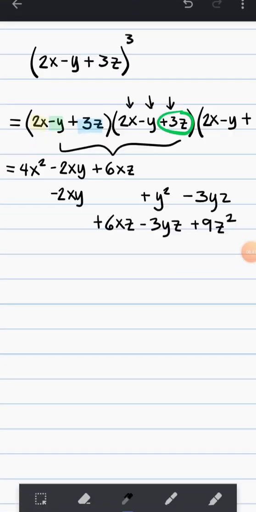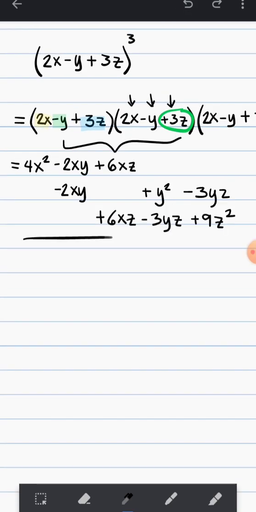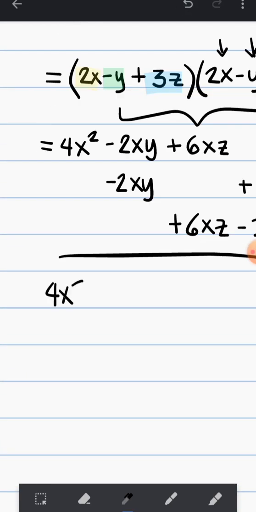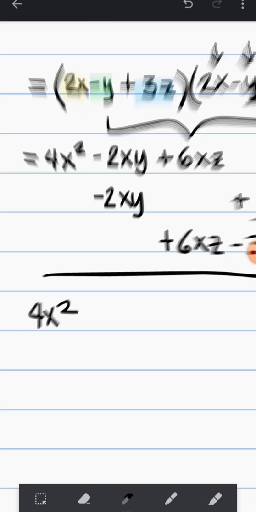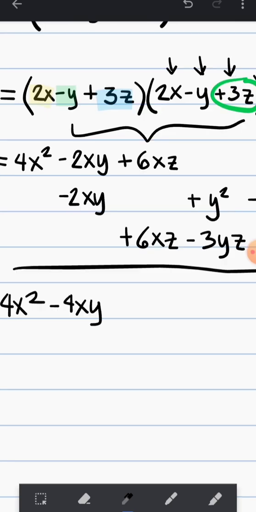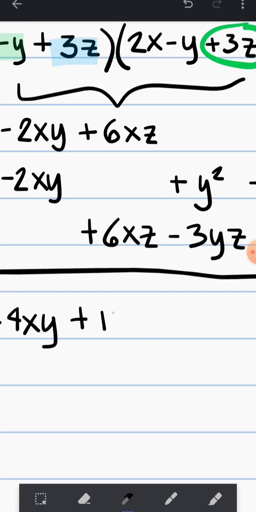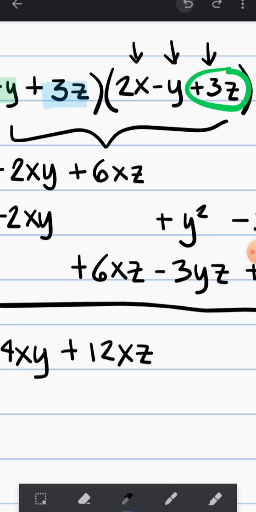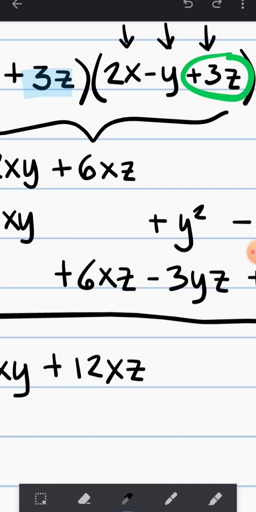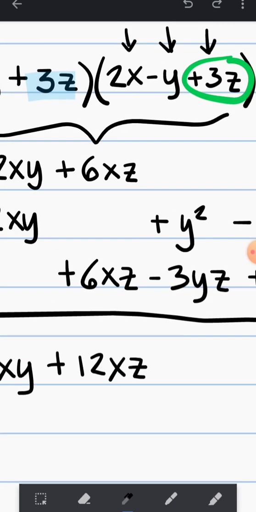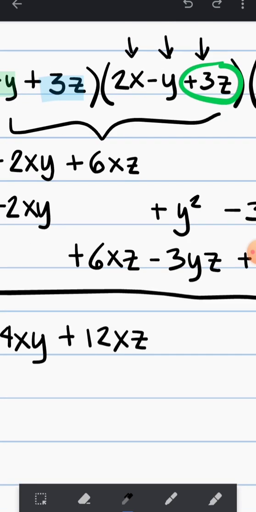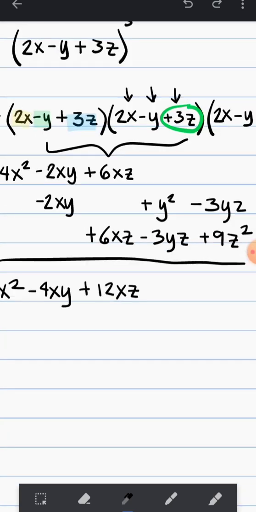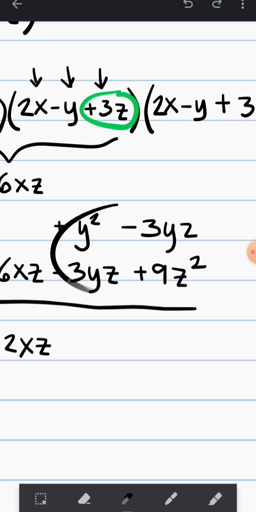Simplifying this, we'll get 4x squared. Negative 2xy minus 2xy is basically minus 4xy. 6xz plus 6xz is just 12xz. Remember, this is not 36x squared z squared, because we are just combining. Whatever their signs, we just have to do the operation here. We have positive and positive, so they become 12xz, not multiplication, but combining. Here, we can't combine this because y squared is different from yz.